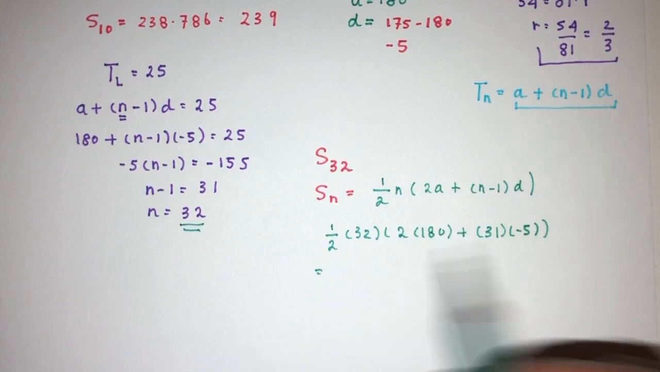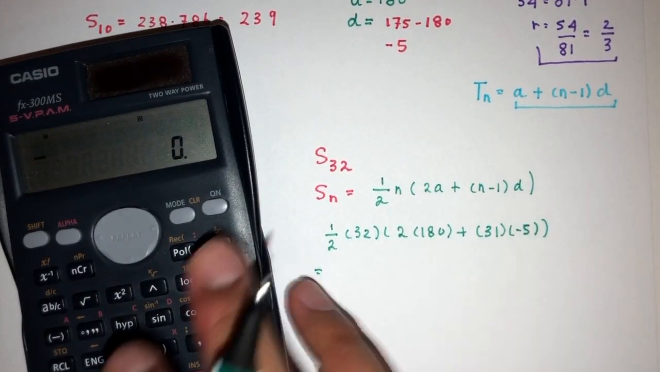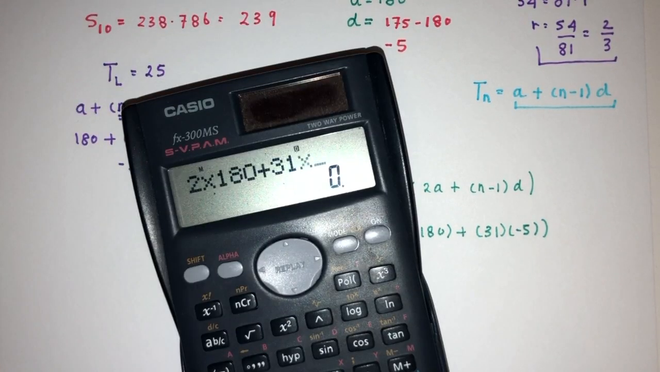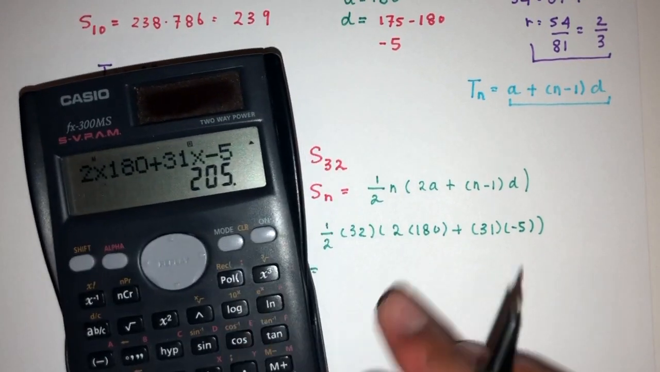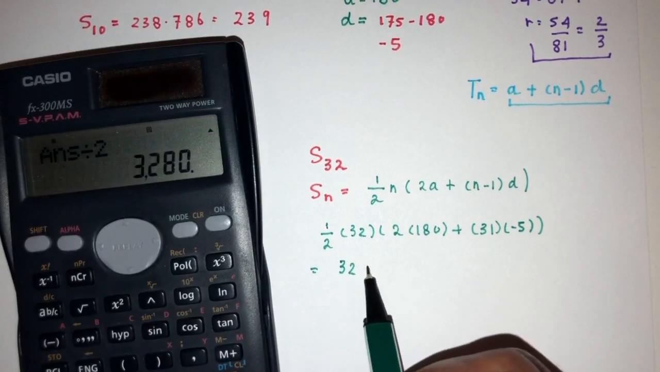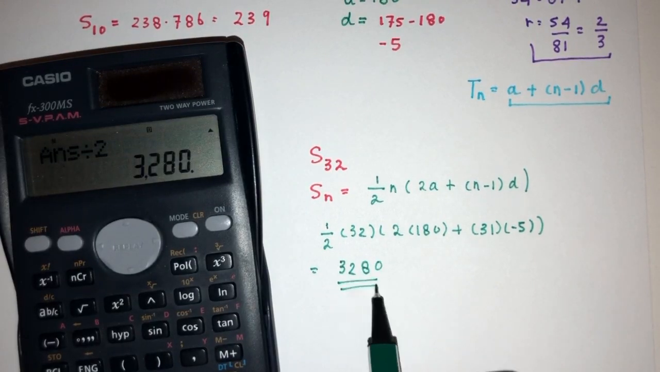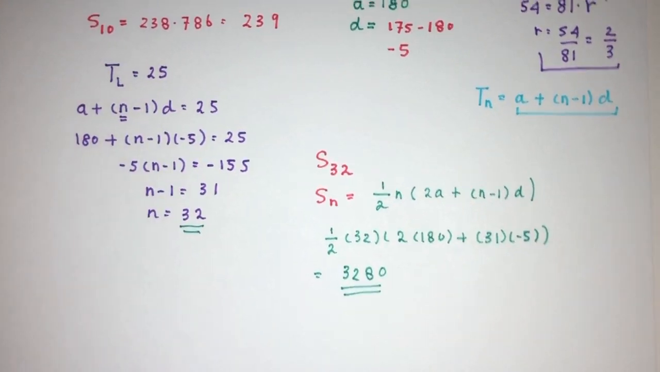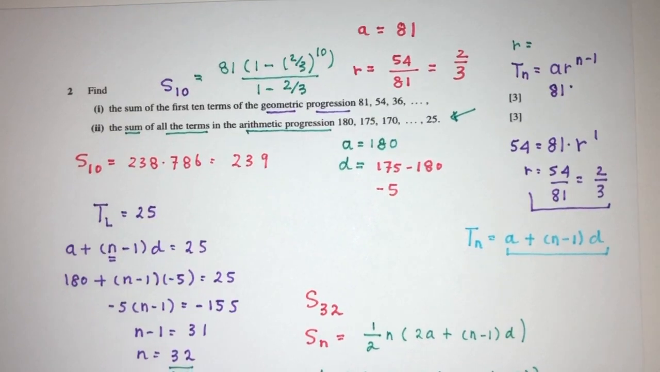So let's see what happens. Let's do the inside first. You have 2 times 180 plus 31 times minus 5, that should be 205, times 32 divided by 2, that should be 3280 as a sum of all the terms, or all the 32 terms of this progression. And that will be a question in relation to series.